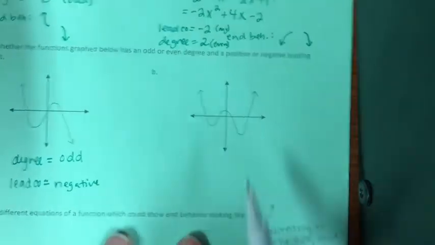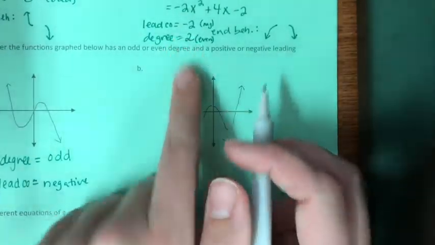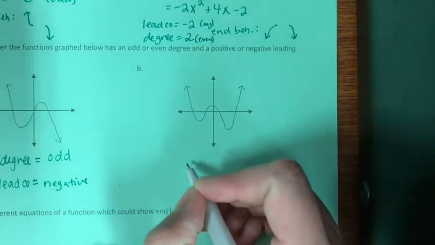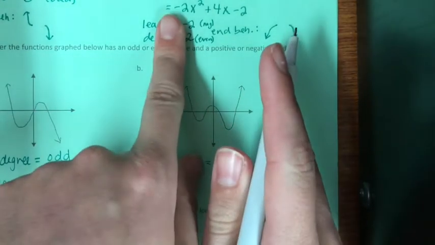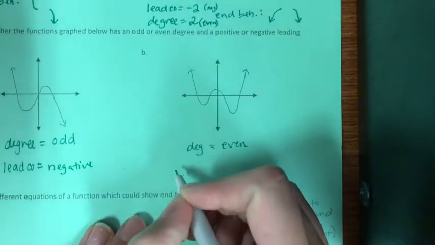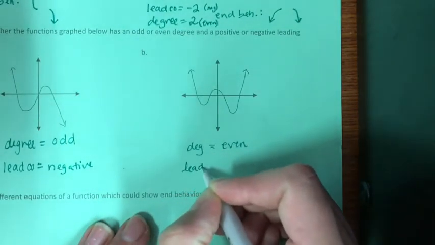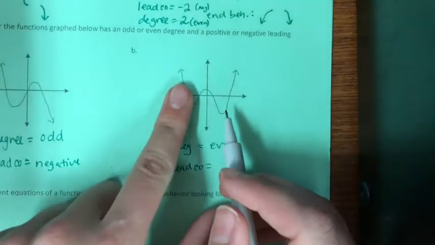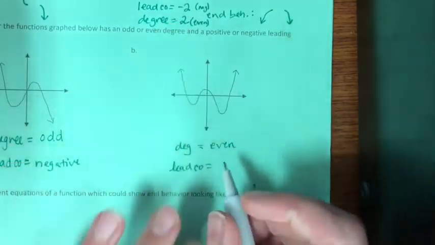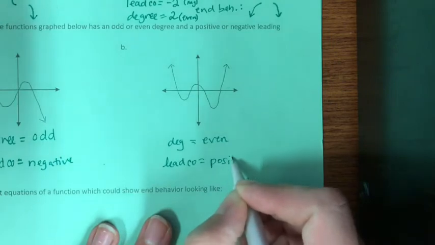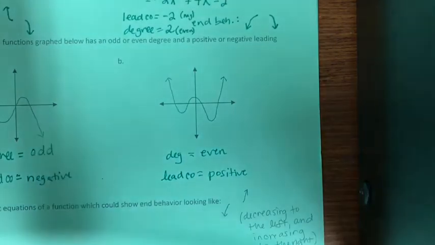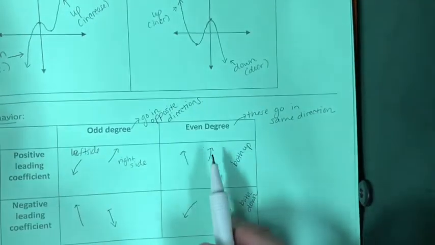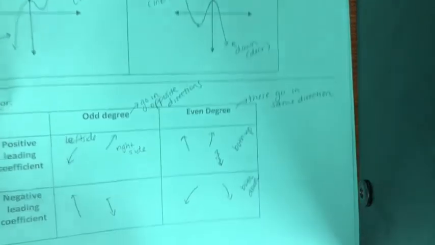Now for B, I can see that they're going in the same direction right now. So that tells me that the degree is even because they're both going up. And my coefficient, well, they're both going up, so that means it should be positive. I could get that from my table if I wanted to. So remember, in our table, we said that if it's even degree, they're both going up when it's a positive leading coefficient.